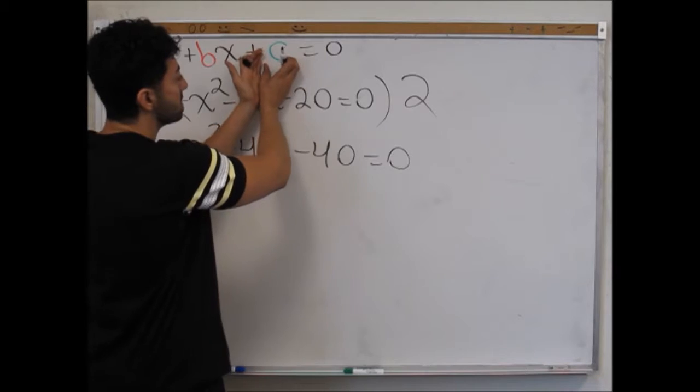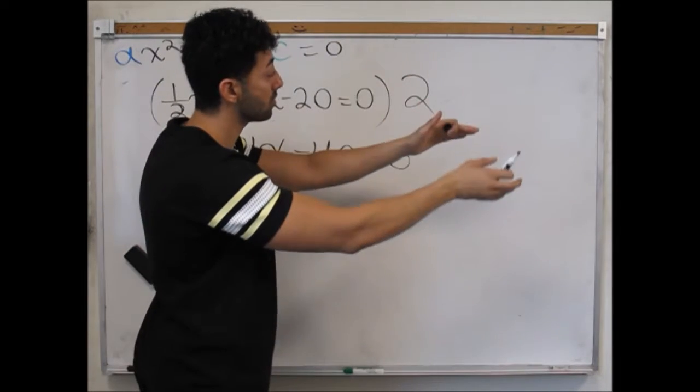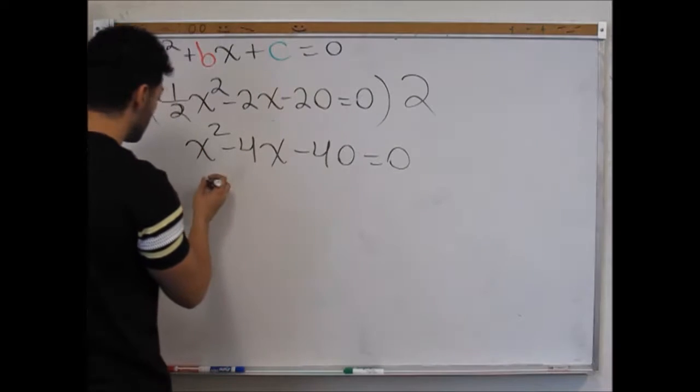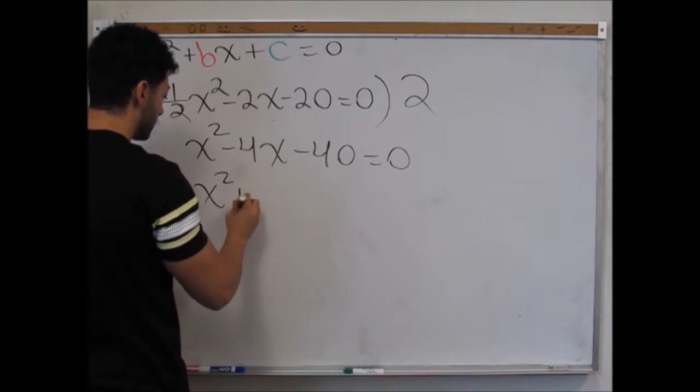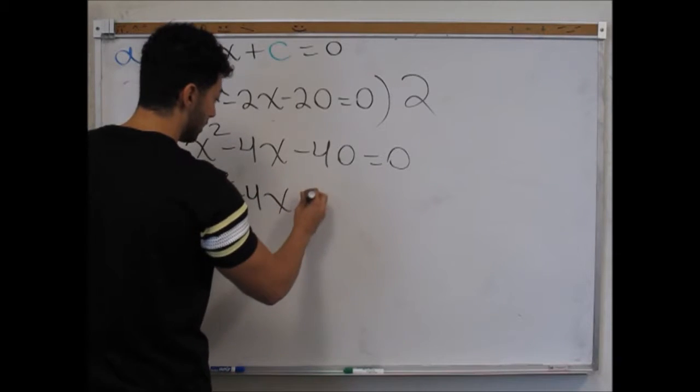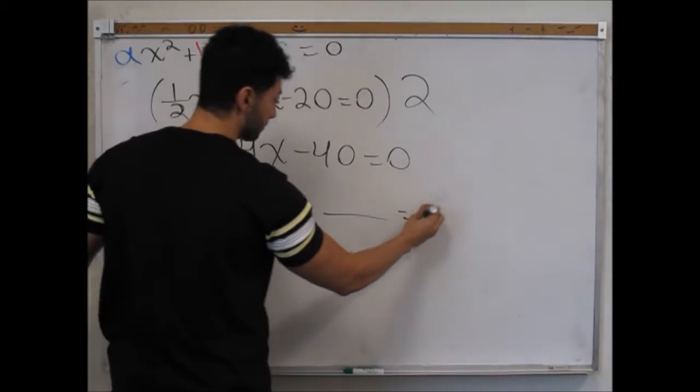You just want to move the c. You want to get the numbers on one side and the variables on one side. So I'm going to add the 40 over. Minus 4x, I always leave a space.